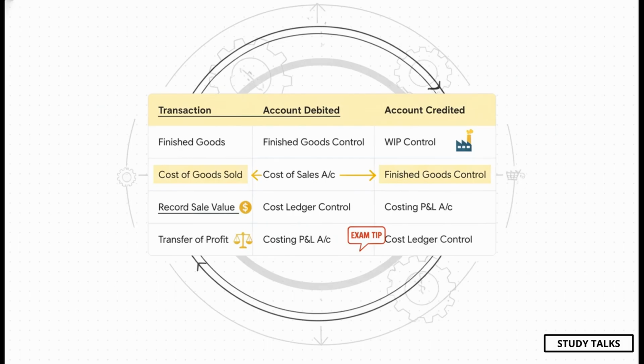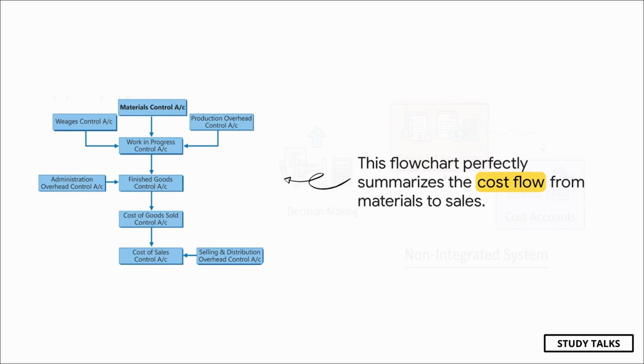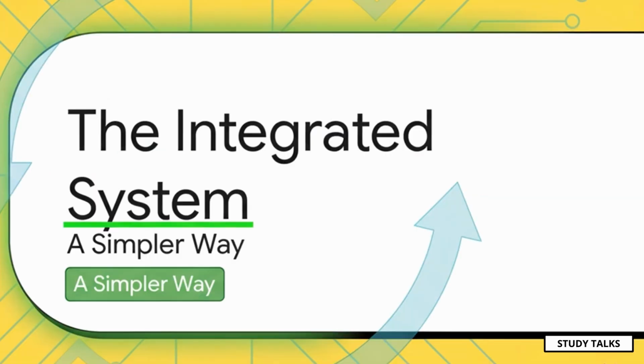The cycle is complete. And this flowchart right here just ties it all together beautifully. You can literally see the journey. Look how materials, wages, and production overheads all get poured into the work-in-progress control account. From there, the cost moves to finished goods, then to cost of goods sold, and finally cost of sales. This visual is an amazing way to lock the sequence of accounts in your mind. Whew, okay, deep breath. We made it through the non-integrated system.